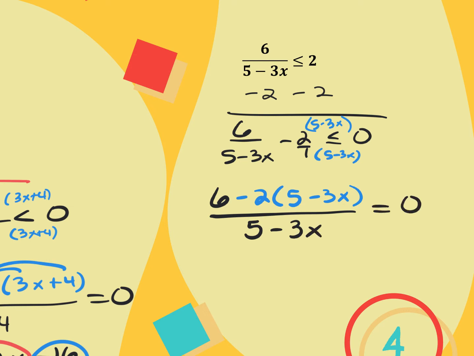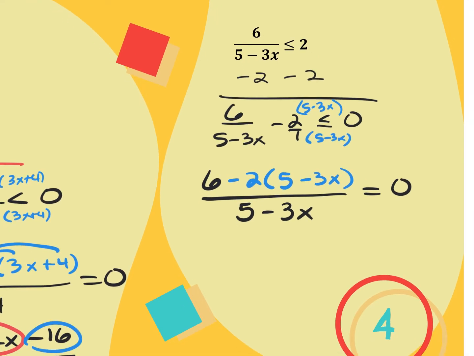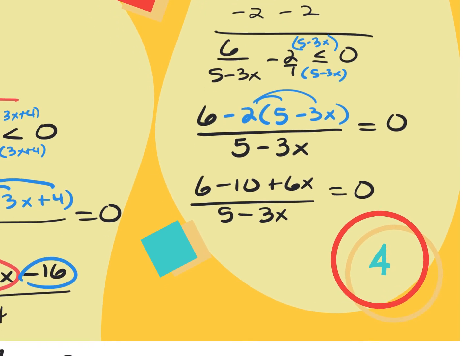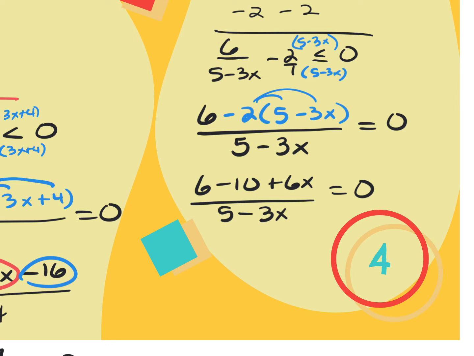And now I can make it equal 0 because once I distribute and combine like terms, I'll be setting my numerator equal to 0 and then my denominator. So I'm going to distribute the negative 2. So this ends up giving me 6 minus 10 plus 6x. Still has the same denominator. And now I can combine my like terms here, 6 and negative 10. And this gives me negative 4 plus 6x over 5 minus 3x.